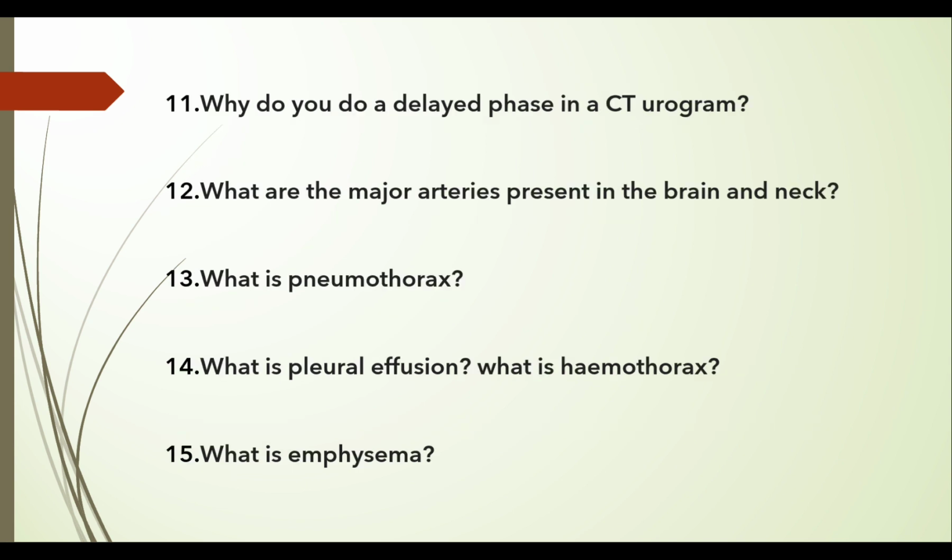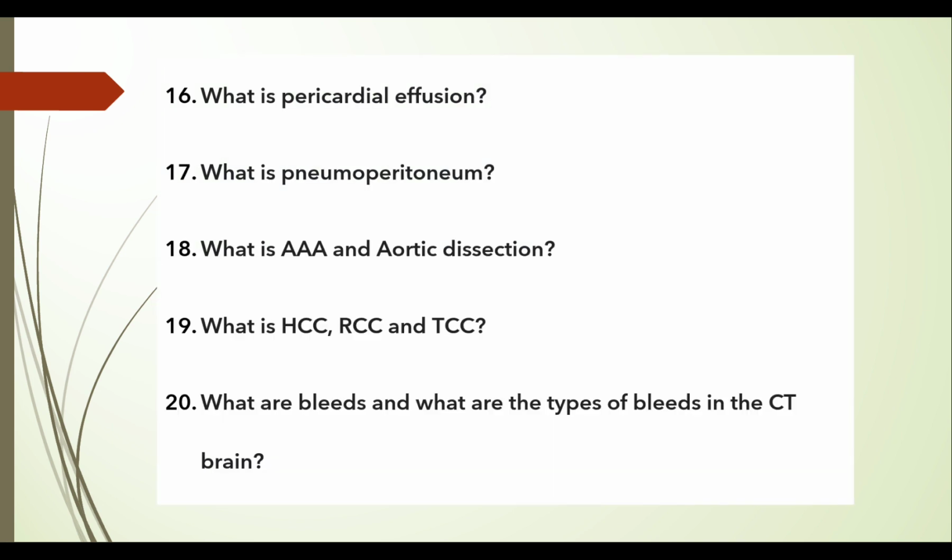And why? Why do you do a delayed phase in a CT urogram? What are the major arteries present in the brain and neck? What is pneumothorax? What is pleural effusion? What is hemothorax? What is emphysema? What is pericardial effusion? What is pneumoperitoneum?